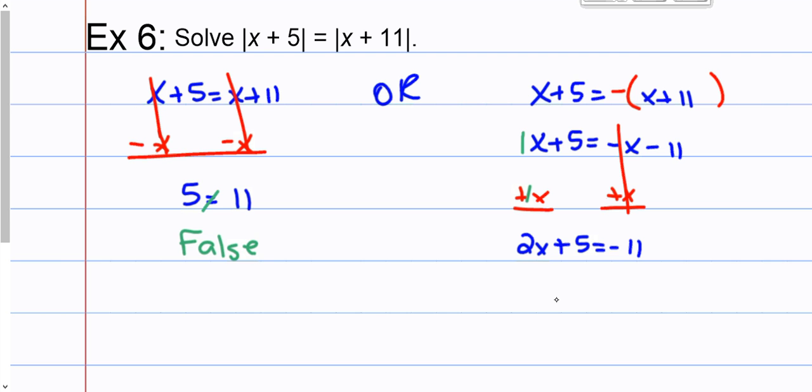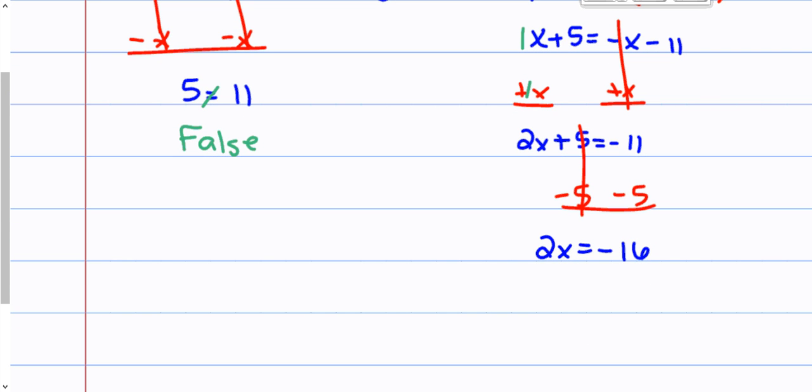Go ahead and subtract 5 from both sides. And you have 2x is equal to negative 11 plus negative 5, which is negative 16. Divide both sides by 2, and you get x equals negative 8.